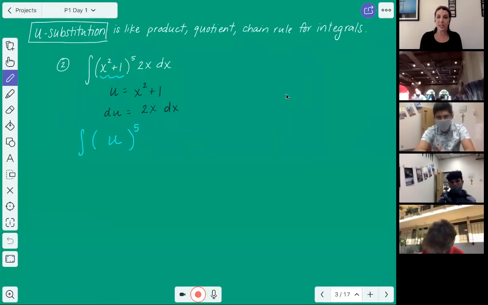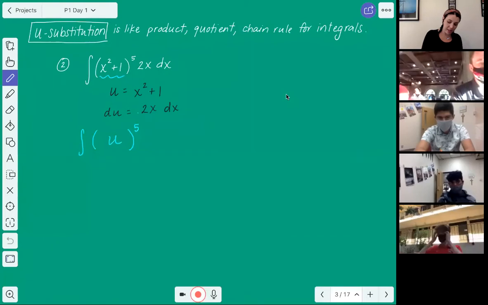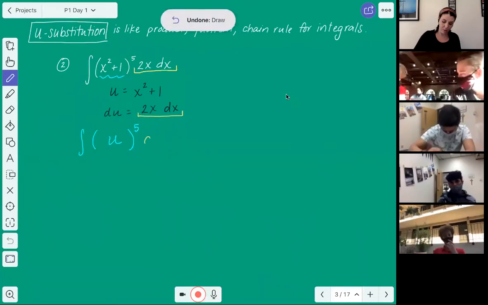That was still raised to the 5th power, so we still have a 5 up there. Now, when we took the derivative of u, we got 2x dx, which you'll notice we also have right here, 2x dx. That gets replaced with what that's equal to, which is a du. So we're going to have a du right here.